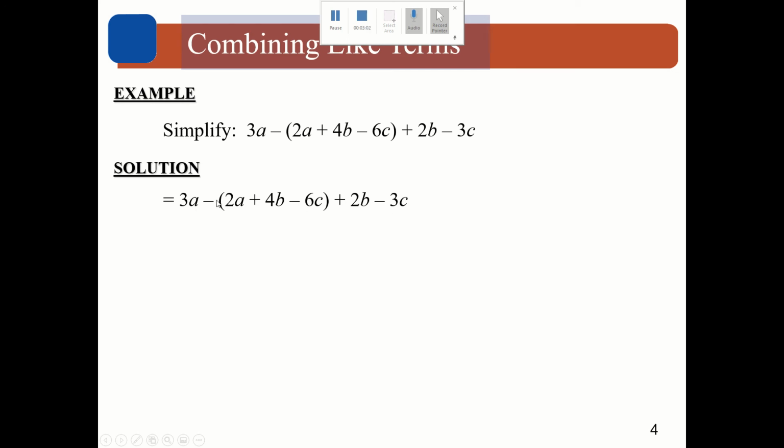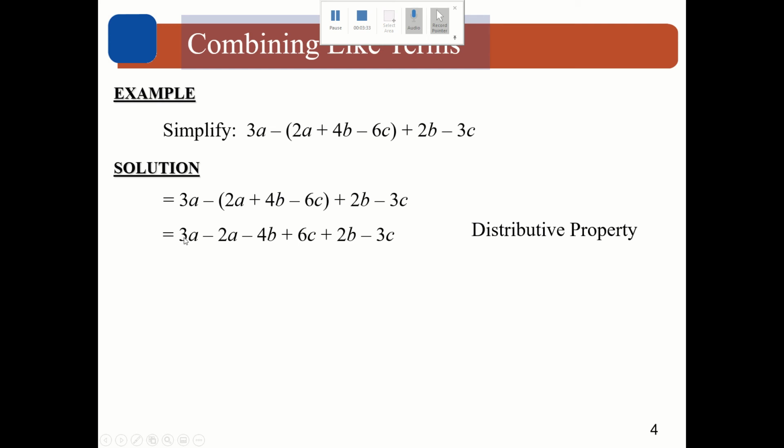And I do have this little negative sign right here that is being multiplied into this algebraic expression. So I can distribute this negative symbol. Negative times 2a becomes negative 2a, a negative times positive 4b becomes a negative 4b, and a negative times negative 6c becomes a positive 6c. Now that I've done the distribution, I don't need the parentheses anymore, so now I can combine some like terms. I want to group the things that match.